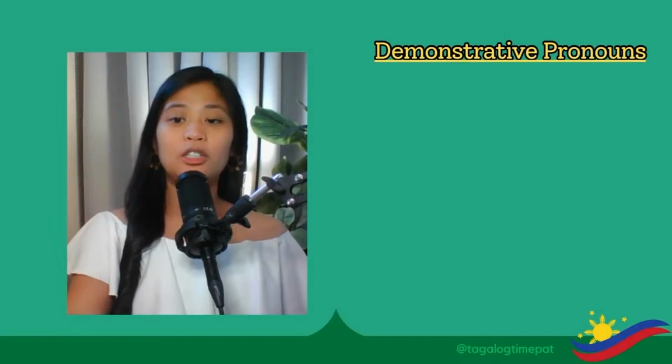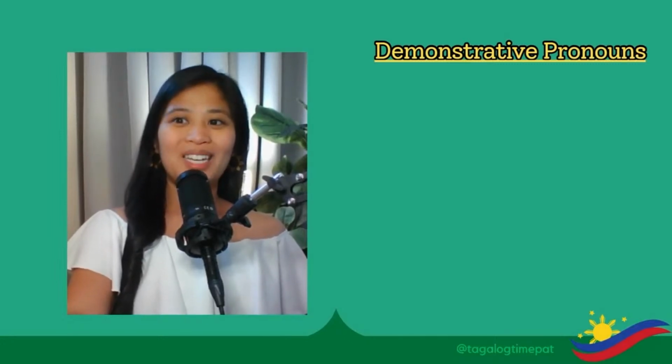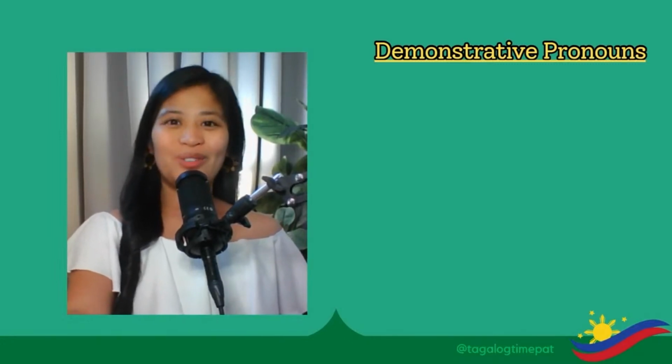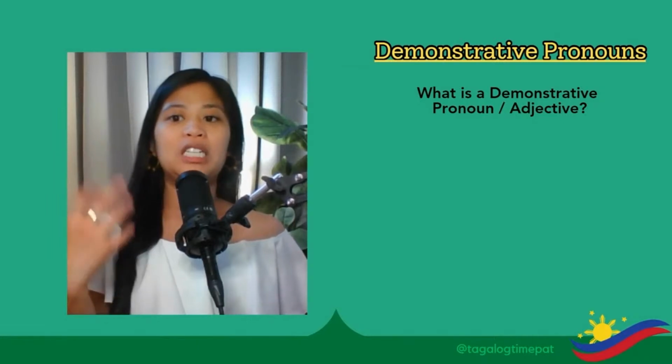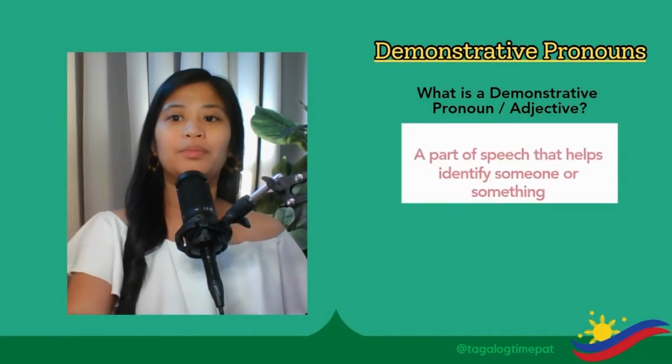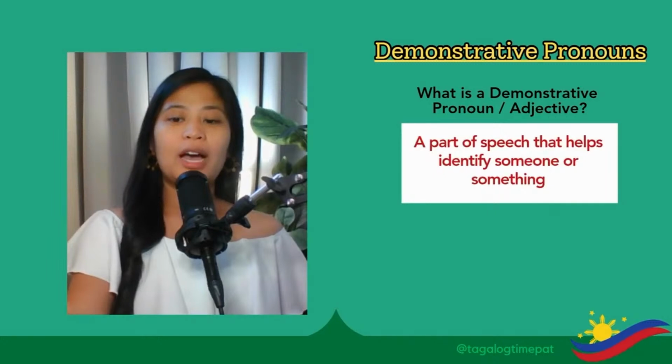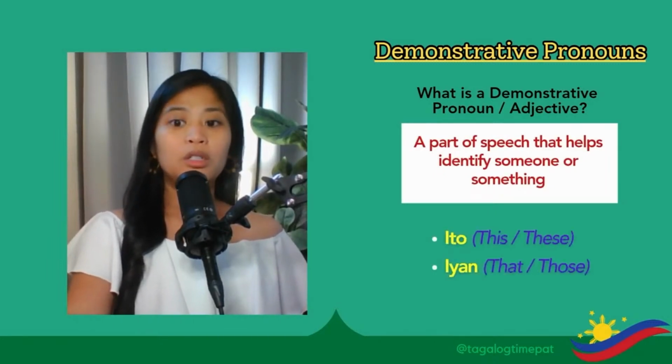All right, so now let's learn some demonstrative pronouns. It started to rain over here. I wonder if you can hear it. So what is a demonstrative pronoun? Sometimes they're called demonstrative adjectives, again, because it's describing a noun. Well, it's a part of speech that helps identify someone or something. So here are some examples.